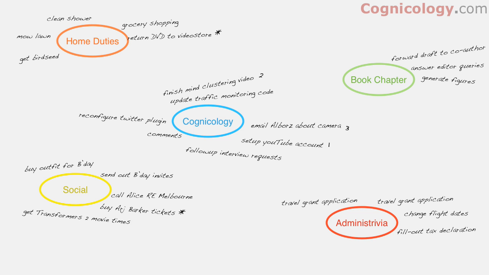Now, the most satisfying part of a mind cluster is being able to cross off jobs. As you complete your jobs, put a line through the task on your cluster map to show that you've completed the job and no longer need to worry about it. Crossing out task after task from a busy mind cluster can be an extremely satisfying task.